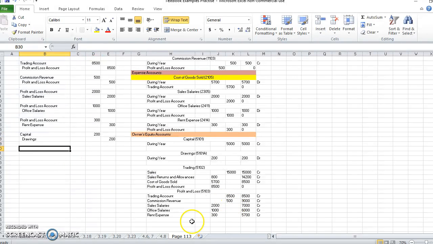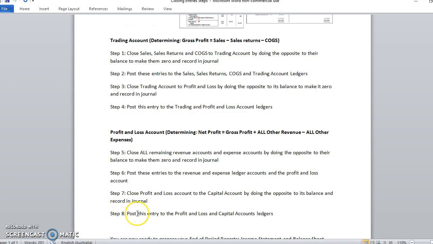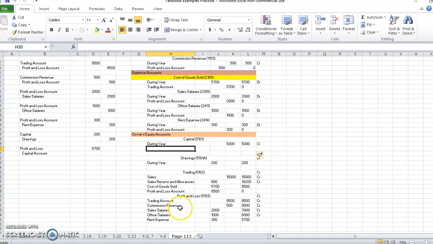And we'll also close off our profit and loss account, which has a credit balance, so we'll debit profit and loss 5,700 to our capital account. And all that's left is to post these entries to the profit and loss, capital account, and drawings account if you have one.